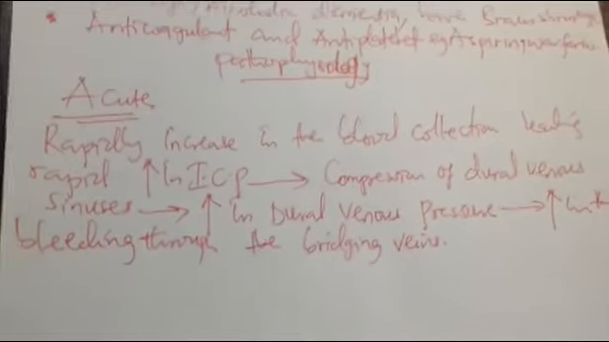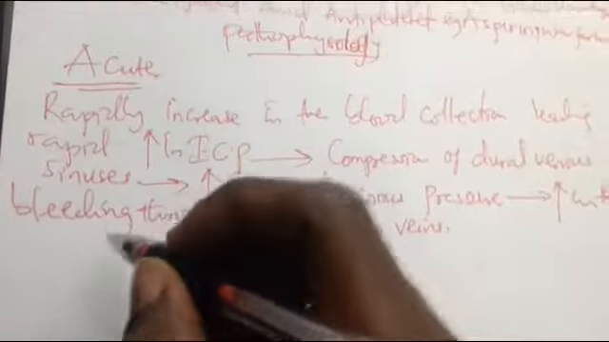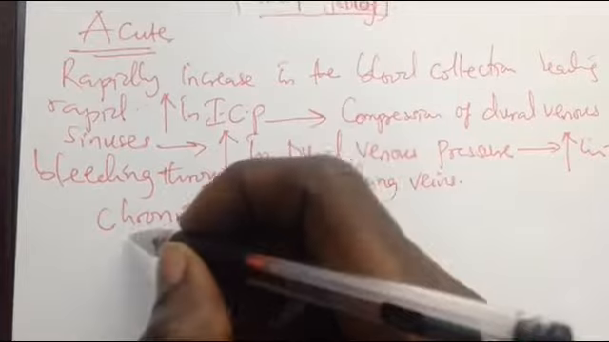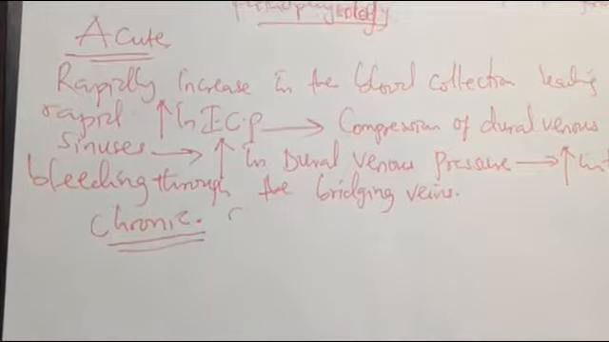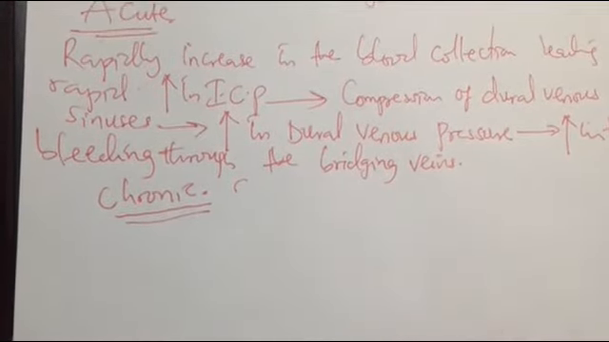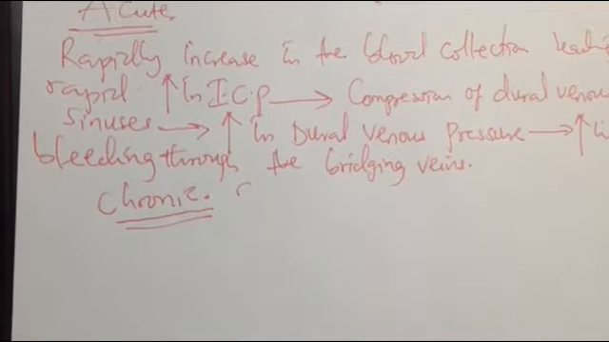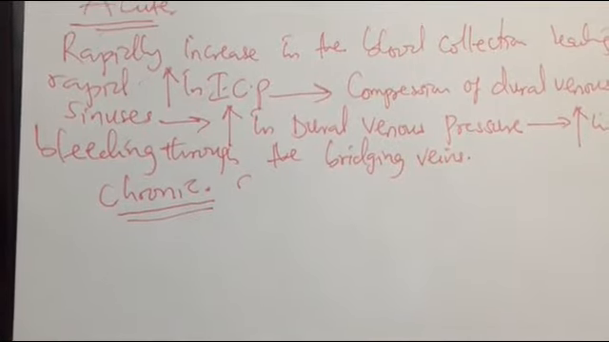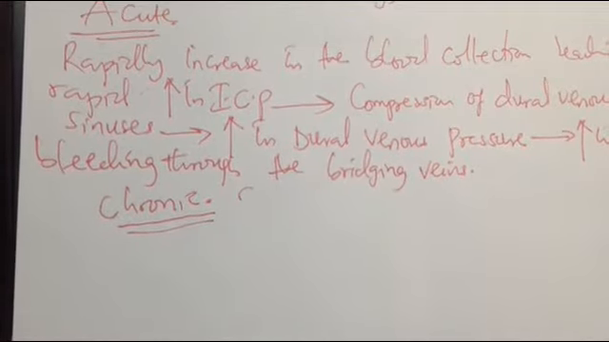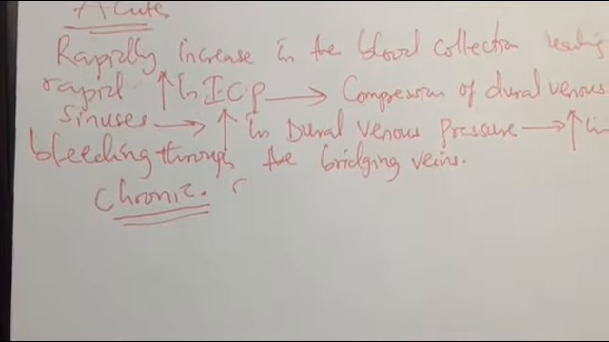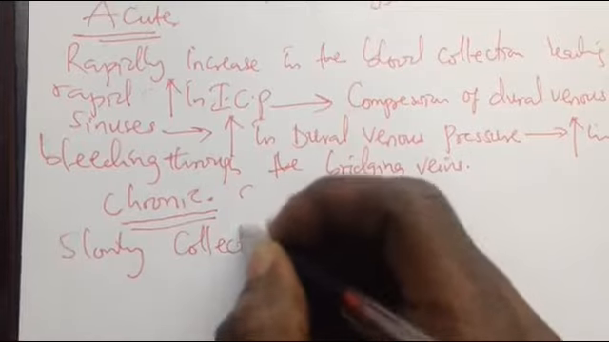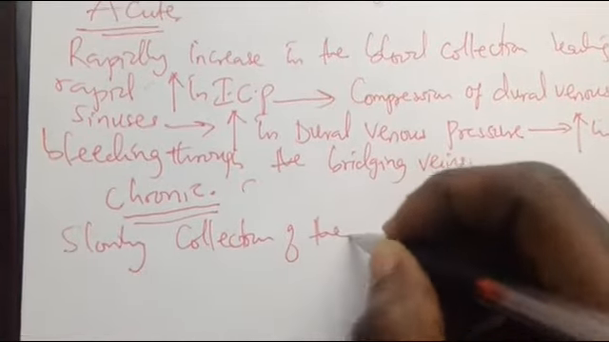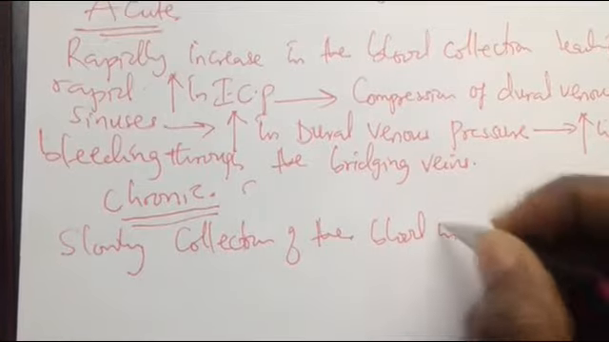So that is it. Then again we have the chronic one, chronic subdural hematoma. What happens in chronic is that the collection of blood develops over time, right? As the blood collects in the dural space, there is damage to the dural border cells, and a slow collection of the blood in the dural space.